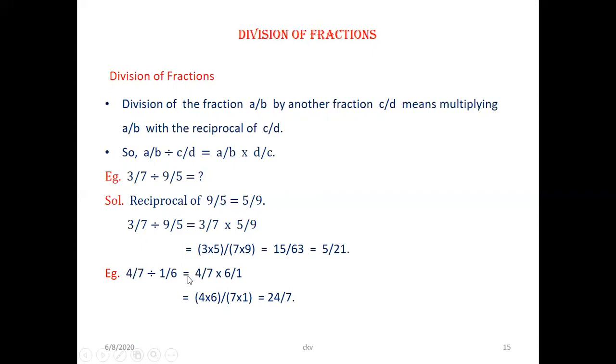Now when it comes to the product of two fractions, you have to multiply the numerators, and you have to multiply the denominators. So 4 into 6 is 24, and 7 into 1 is 7.